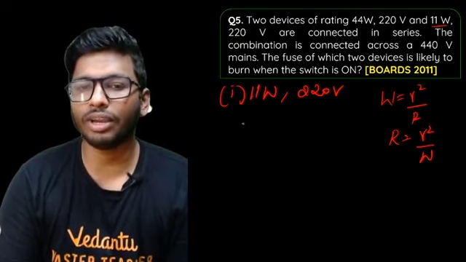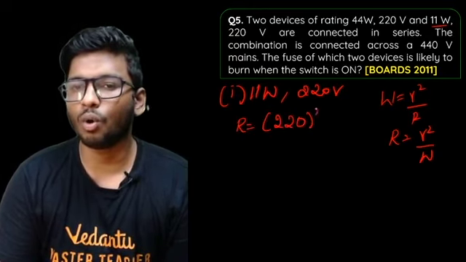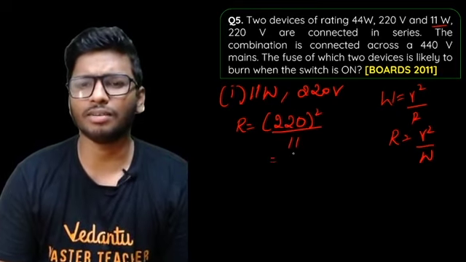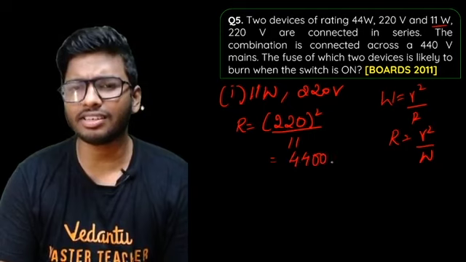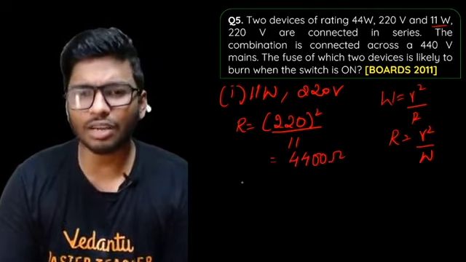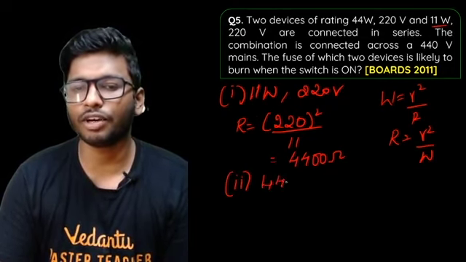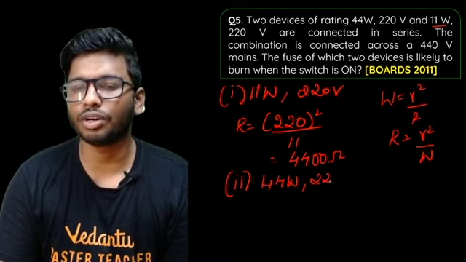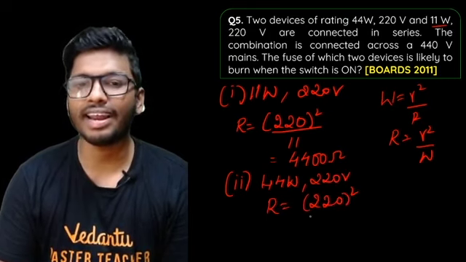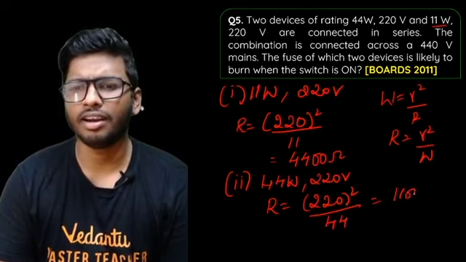So what is V for the first one? To find out the resistance, R is 220 the whole square divided by 11. If you find the value, you'll get around 4,400 ohms. For the second one, the power is 44 watts and the voltage is 220 volts. Again, same thing. So R is equal to 220 the whole square divided by 44. You would get the answer to be around 1,100 ohms.